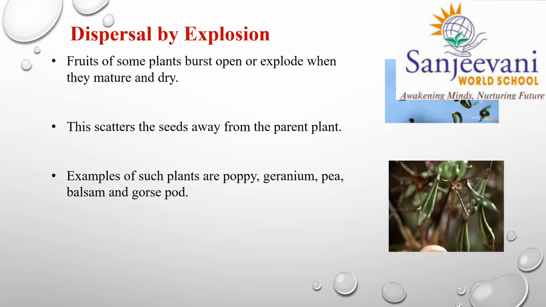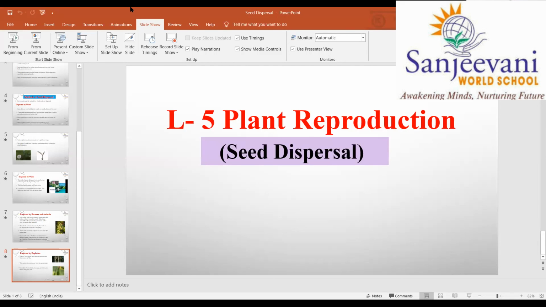Okay, children, this is how seeds get dispersed by wind, water, then we discussed explosion, and they can also be dispersed by humans and animals. I hope whatever I had explained to you is clear to you all.